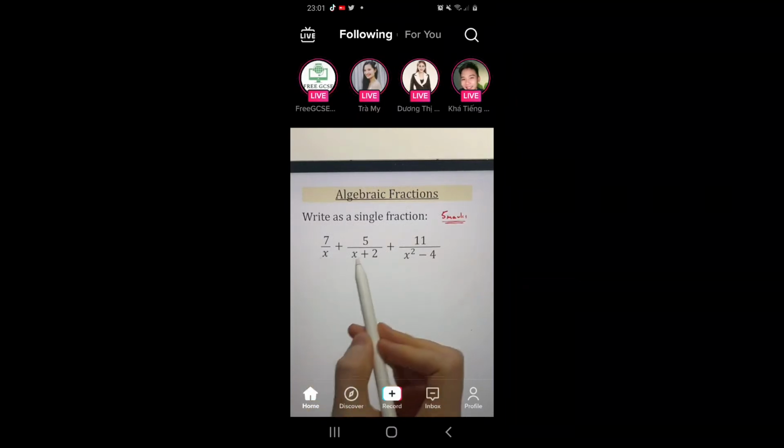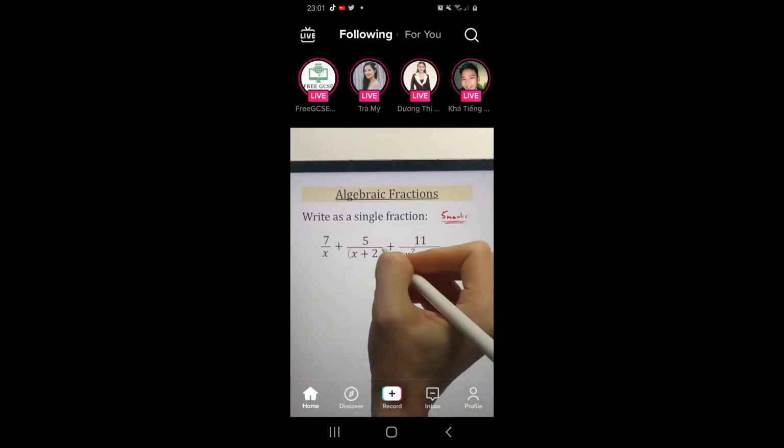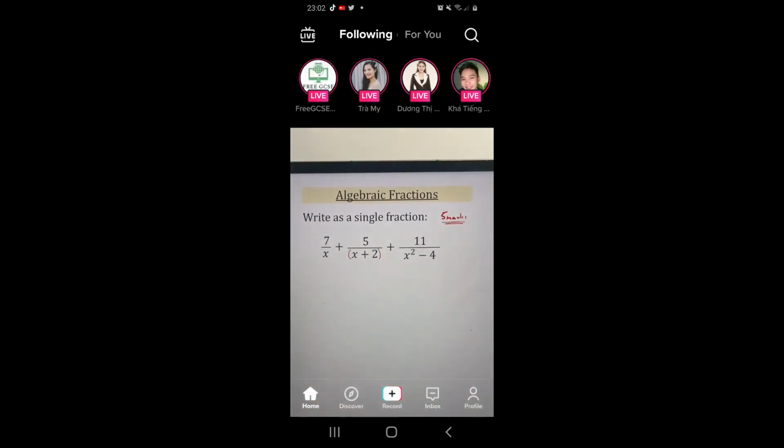So here we've got x, here we've got x plus 2. If there's 2 terms, it's going to be in single brackets. And here we have x squared minus 4. The first thing to notice, if you see a quadratic, straight away we should be thinking, can I factorize the denominator? If you ever see a quadratic, it should always come into our head, can I factorize it?